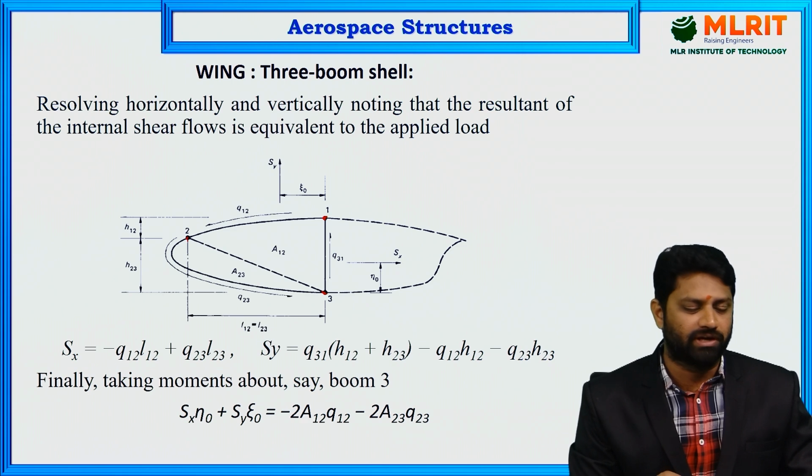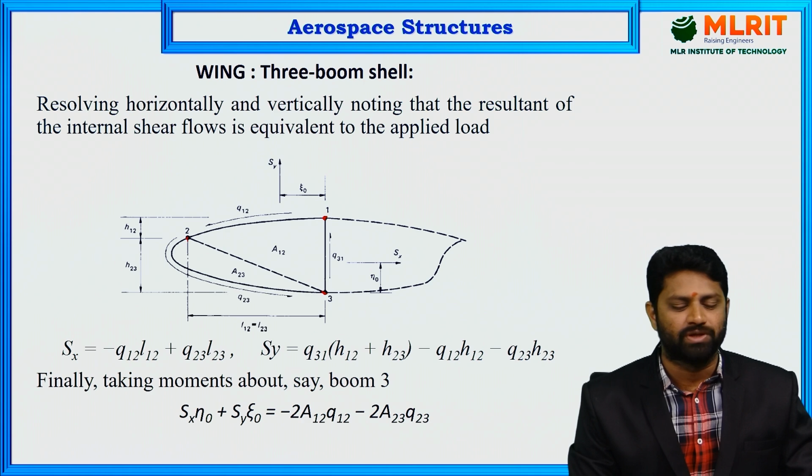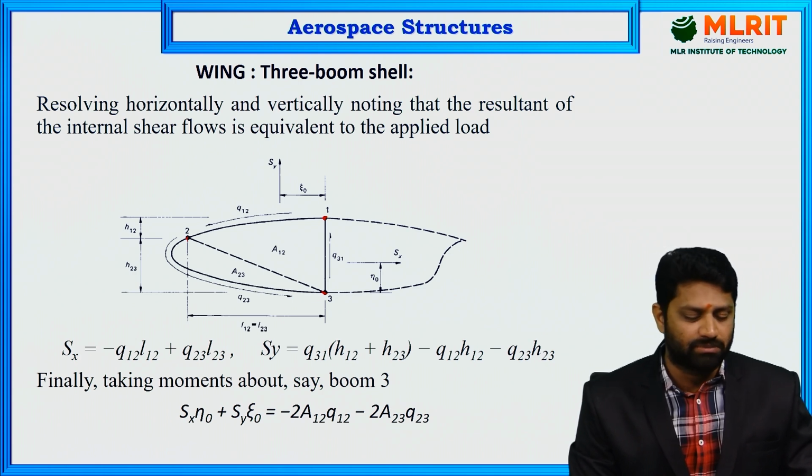Rather, the shear flow can easily be calculated by applying the equations of equilibrium alone. We know the 3 equations of equilibrium: the force equilibrium along the x direction, the force equilibrium along the y direction, and the moment about any particular point equals 0. By considering these 3 equations of equilibrium, we can calculate the shear flow in this 3 boom shell. So let's consider this diagram and see how we can do that.